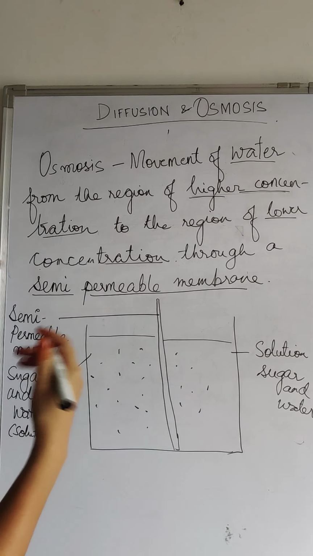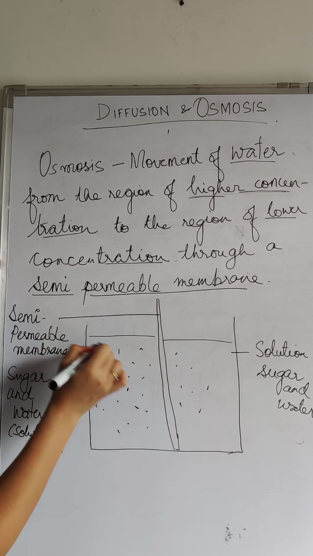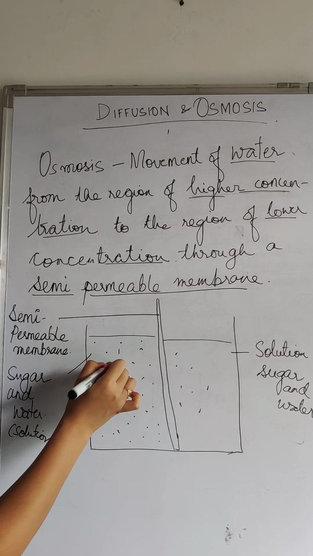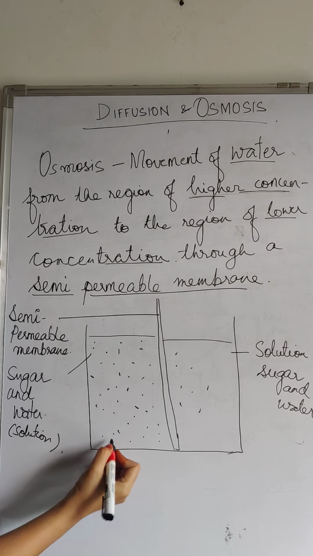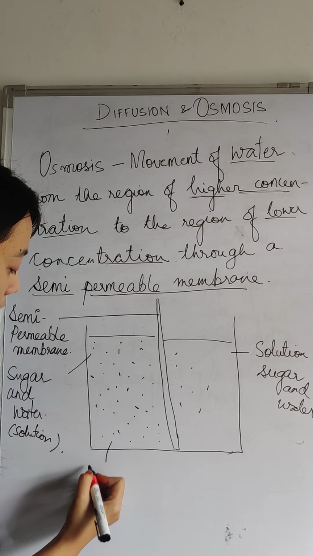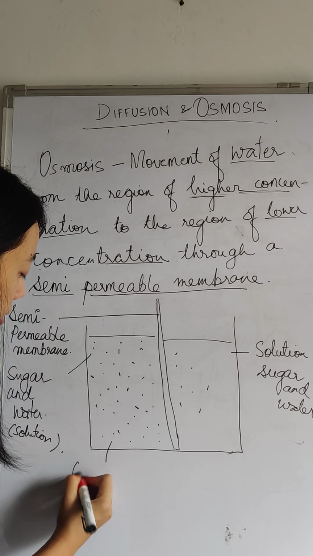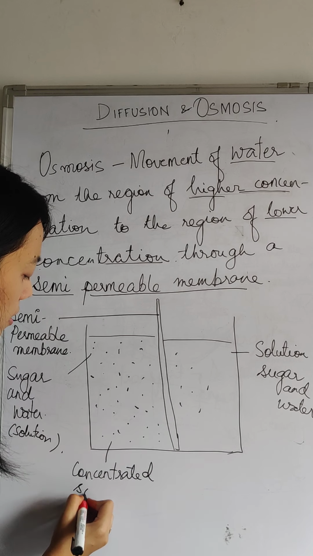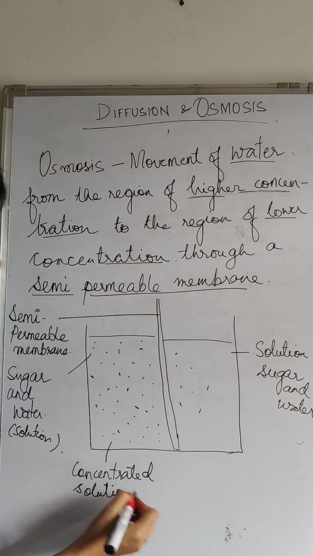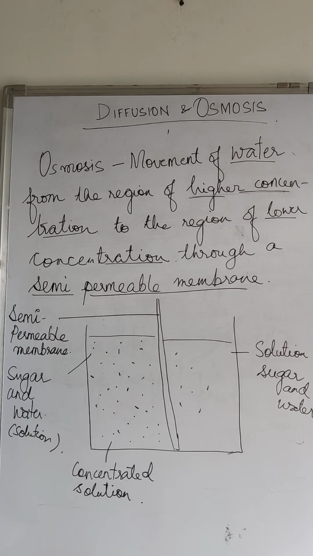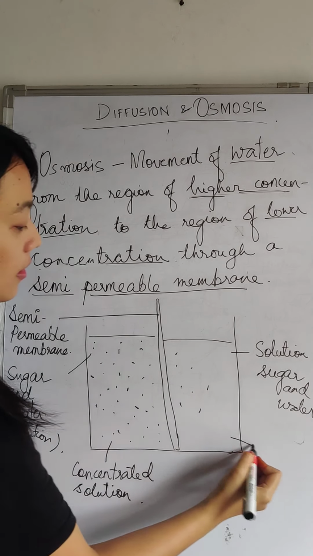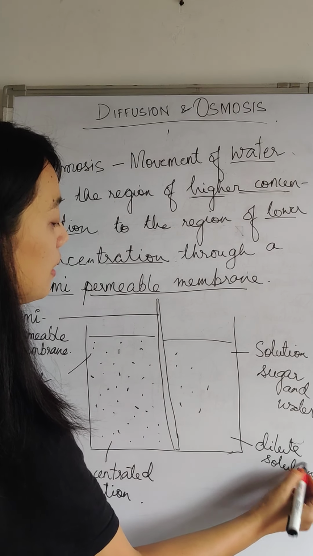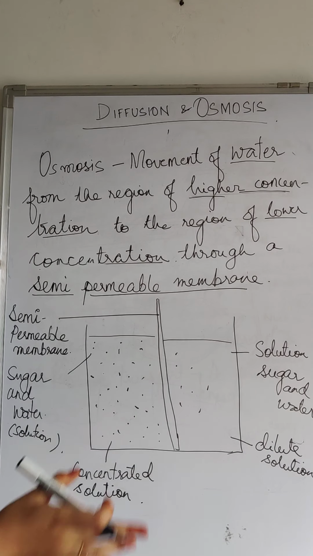Okay. In this case, let's say this is a particle of sugar that is diffused in the solution. Now let's say in this case, you see, this is a concentrated solution. What do you mean by concentrated solution? That means the amount of solute is more, right? And this is a dilute solution.